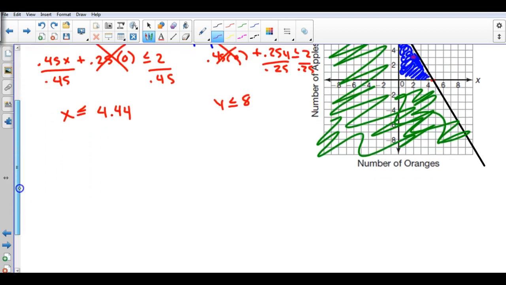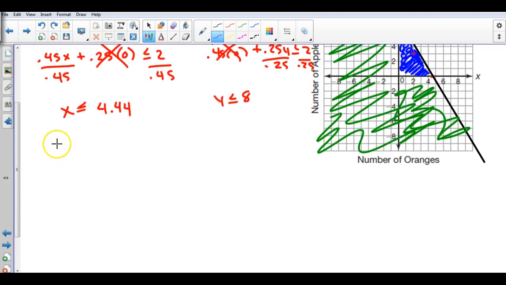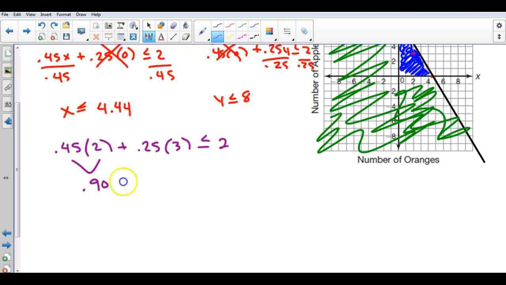Now, let's show some work to make sure that it is. I know that it is 0.45, it's 45 cents per 1 orange, so she's getting 2 of those, and it's 25 cents for an apple, she's getting 3 of those, and I want to know if that's less than or equal to $2. So what this is going to do is tell me how much it's going to cost. So 2 oranges, if they're 45 cents a piece and she gets 2 of them, that's going to be 90 cents. And if she gets 3 apples, that's going to be 75 cents. And I want to know, when you add these 2 quantities together, is it less than or equal to 2?